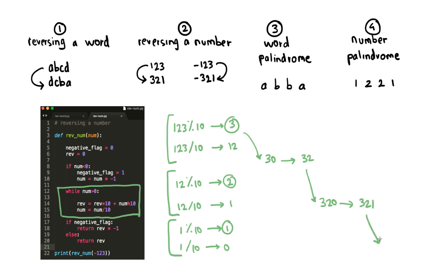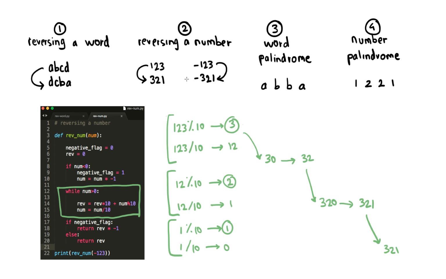we simply come out of it and return it as 321 because our loop is closed. The number becomes 0 here, so we don't have anything more here, so we simply return 321. And that's the whole logic about reversing a number.